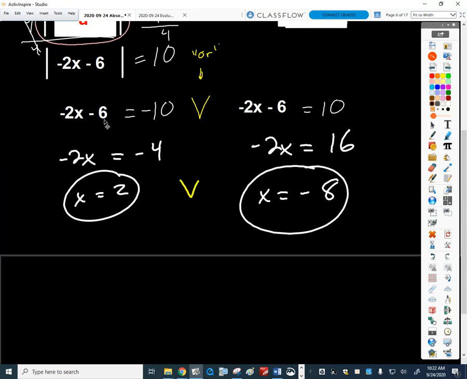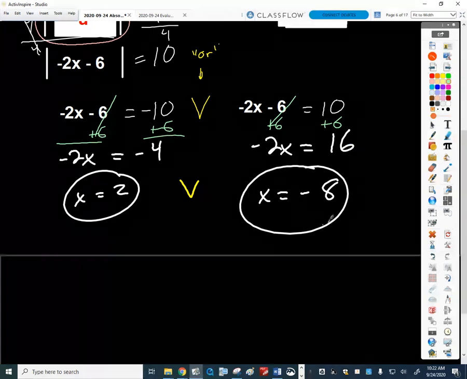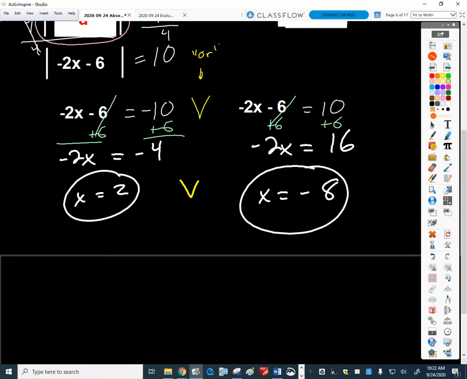So we could add 6 to both sides here. The 6's cancel. I get -2x equals -4. If I divide each side by -2, one of my solutions is x equals 2. The other equation, I'll do the same stuff. If I just add 6 to both sides, I get -2x equals +16. Divide by -2, and my other solution is x equals -8. Make sense? Okay, so let's summarize what we did.